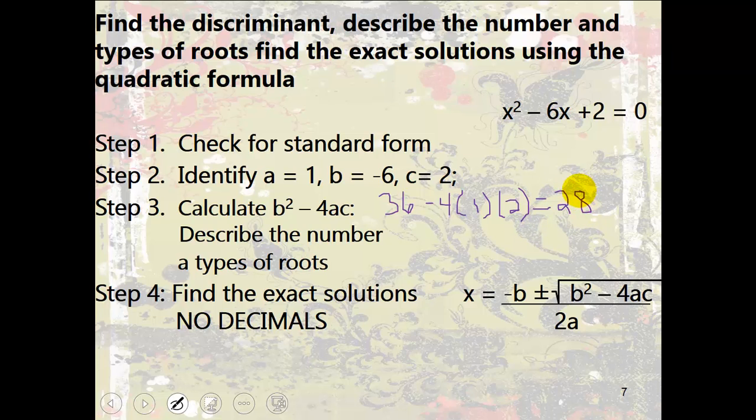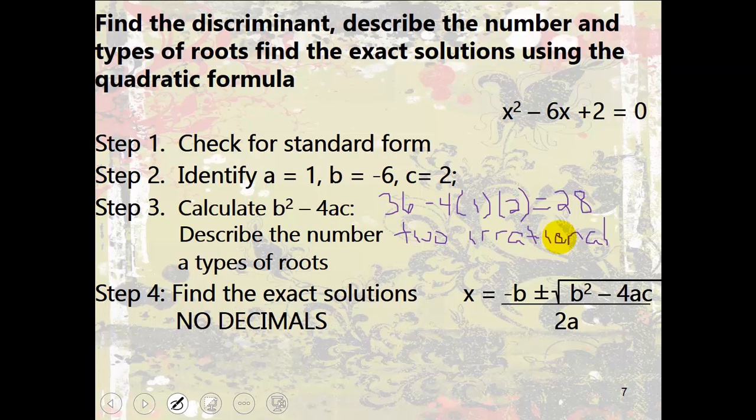And so this is positive, so we know we have two solutions. It's not a perfect square, so we will have two irrational solutions. You can just look at that chart. It's also going to be on the top of your worksheet, okay? Two irrational roots or solutions. Now we're going to plug in. We're going to find exact solutions. We're not going to use decimals, so that means we're going to simplify our radicals.